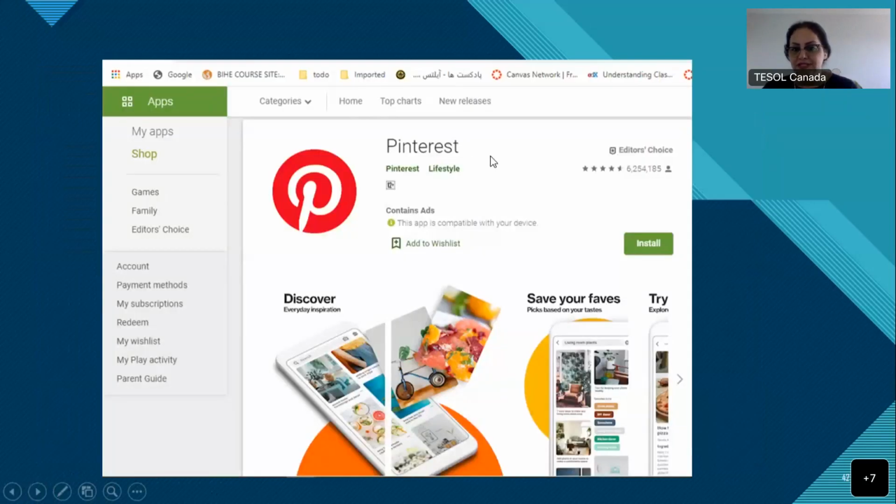So now there are some sites like Pinterest, perfect worksheets for writing for all levels, Pinterest.